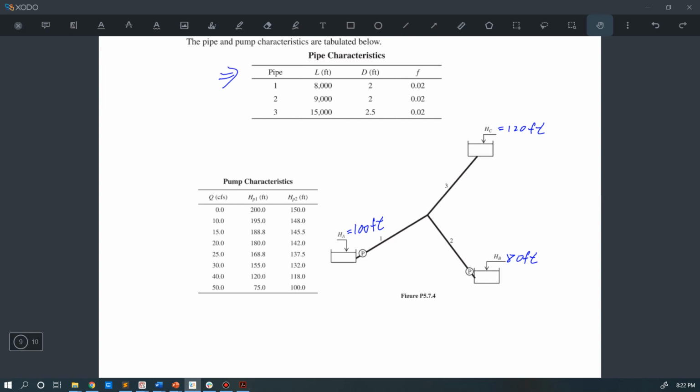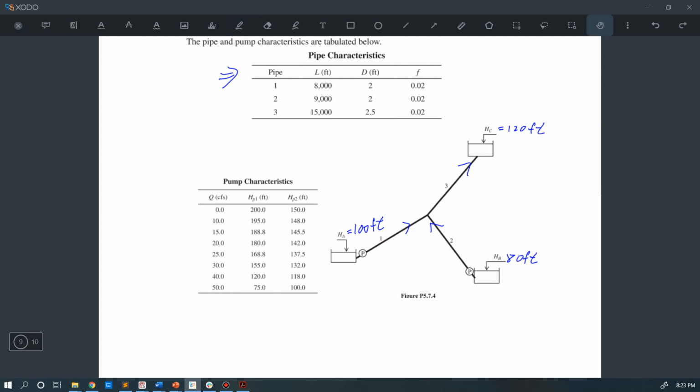Okay, so from the elevation information here, we can obviously see that we should pump the water from the low elevation to the high elevation reservoir. So the flow direction is that the pump will pump the water from reservoir A through pipe 1 to pipe 3 and to reservoir C. And reservoir B is similar: we pump the water through pipe 2 and pipe 3 and finally to reservoir C.